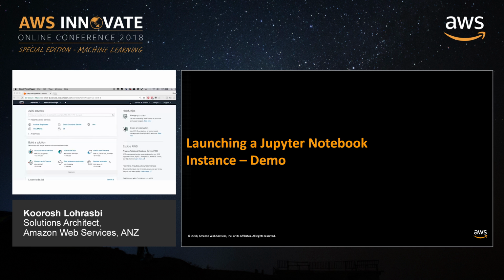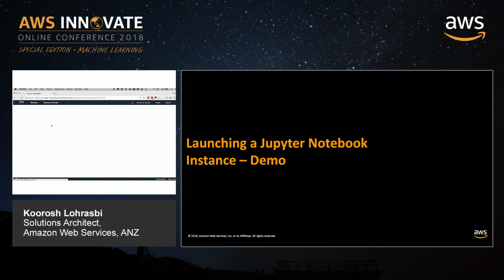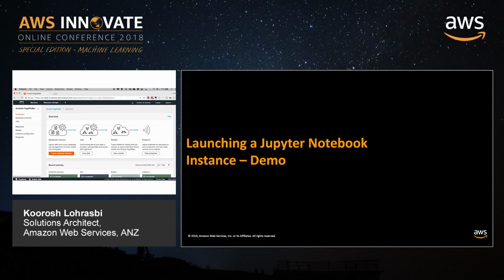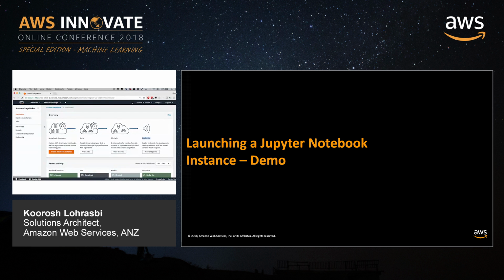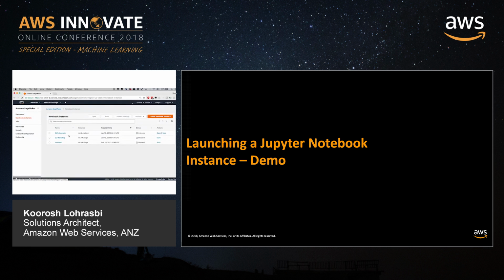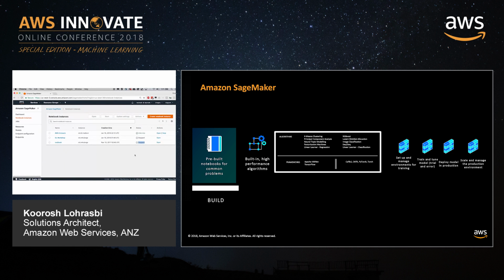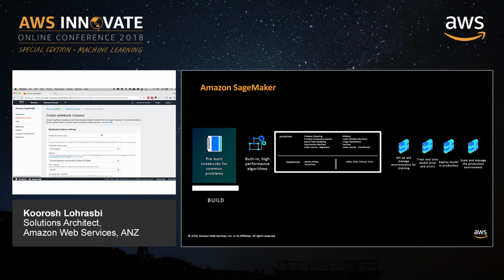I have logged into my AWS console and I'm using the Oregon region. Let's quickly click on the Amazon SageMaker service. In the dashboard, you can see an overview of the jobs I have in SageMaker. Let's click on the notebook instances. I have 3 notebook instances, 2 of them are in stop mode and 1 of them is in service. Let's go through a wizard and create a notebook instance. I'll give it a name.